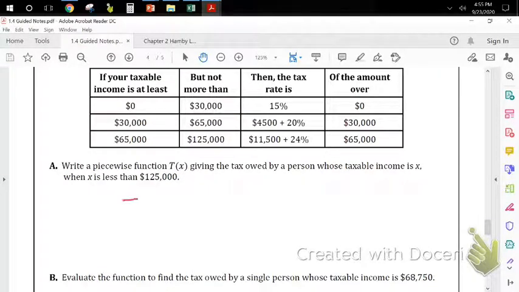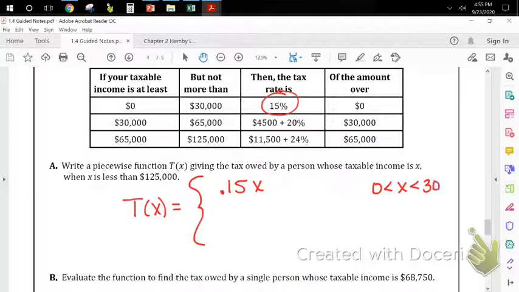All right, so T of x equals. Now we've got three different rows, so we're going to have three different equations, okay? So the first equation, they're going to pay 15% of their income. Well, how much is their income? We don't know. That's our x. So they're going to pay 15% of their income. And when are they going to pay that? Well, when they make between $0 and $30,000.